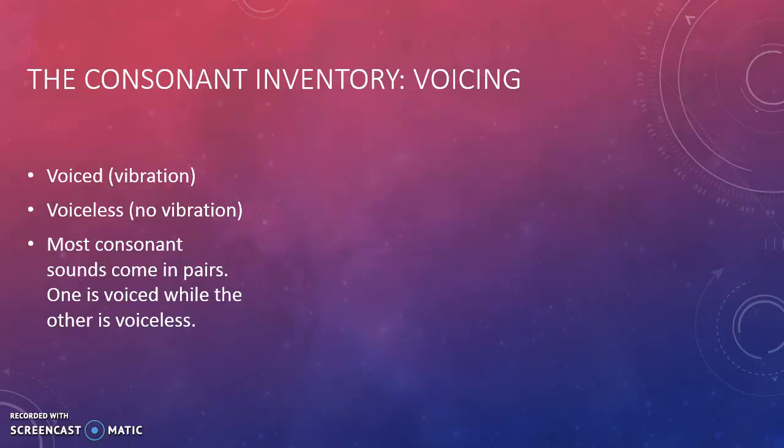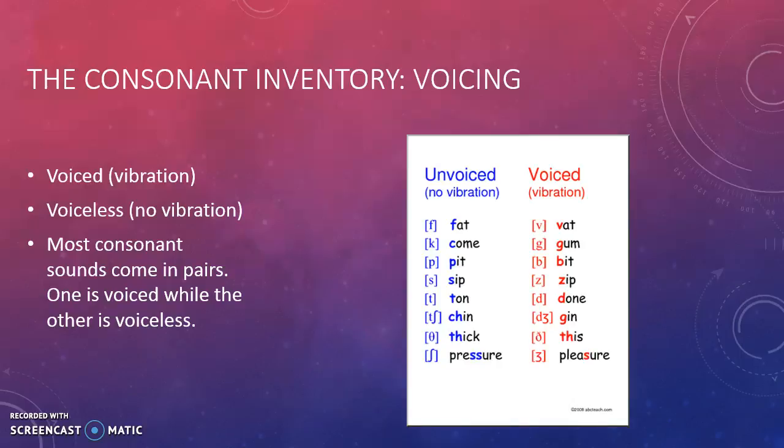Most of the consonant sounds in English come in pairs. One is going to be voiced while the other one is going to be voiceless. Take a look at the image we have there. You see the consonant sounds in pairs and how they are classified in voiced and voiceless, or unvoiced as they have it there.